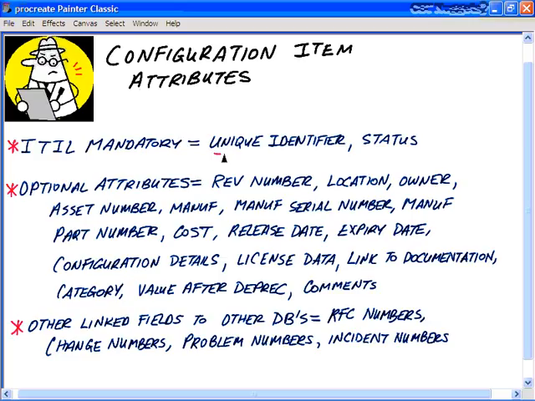Each one of the entries must have a unique identifier. So each CI has some type of alphanumeric identifier. Then each ITIL CI must have a status, and we talked about the different statuses early on in this Nugget series. So unique ID and status. Then beyond that, we've got lots of different optional attributes.